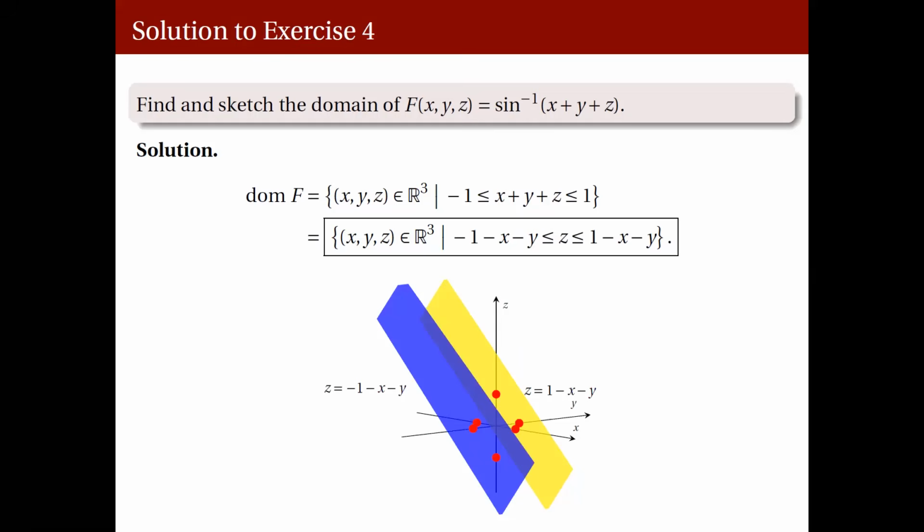But the actual domain now will be the region or the 3D region between the 2 planes to suggest that z is between the yellow plane and the blue plane. So let's remove the dots there and there. So the region between those 2 planes is going to be the domain of capital F equal to arcsine of x plus y plus z. Okay?